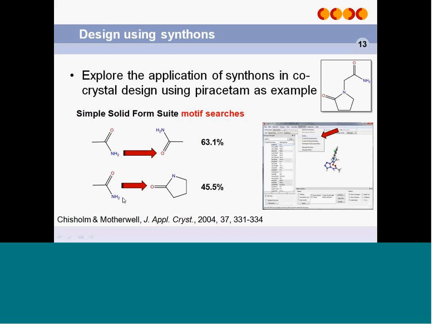So we can use the CSD Solid Form Suite motif searches, which are easily available through the interface, to find out very quickly and efficiently what the frequencies of occurrence of these motifs are. And the frequency of occurrence is essentially saying, for all of the structures in which these functional groups are present, how frequently does the actual motif we're looking at form. So you can see that for these two homosynthons, there's a roughly 63% and a 46% frequency of occurrence. And what we're going to be looking at next is whether other heterosynthons are competitive with those two.